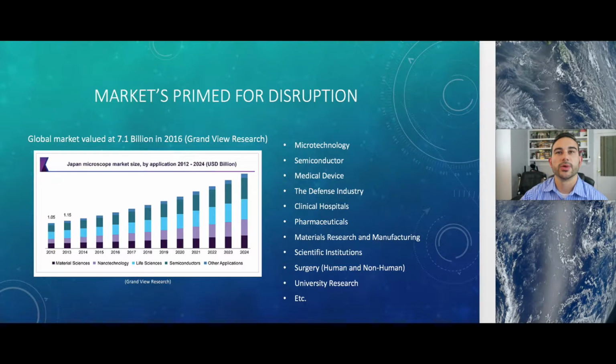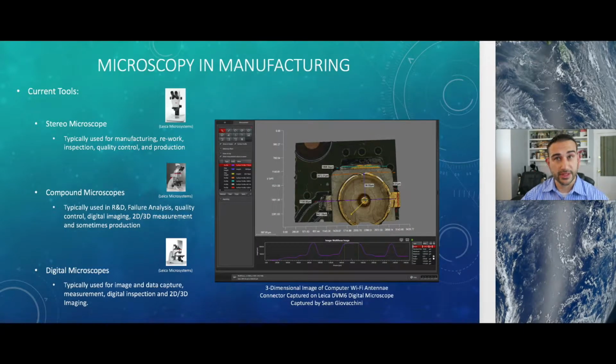To dive in a little bit more, we can look at the main types of optical microscopy. The three main types found in these market segments would include stereo microscopes, compound microscopes, and digital microscopes. You can see each of them here on the slide. Starting at the top, stereo microscopes are typically used by operators when manufacturing, performing rework, or production in general, because they allow the user to see depth perception, which is essential for using tools.